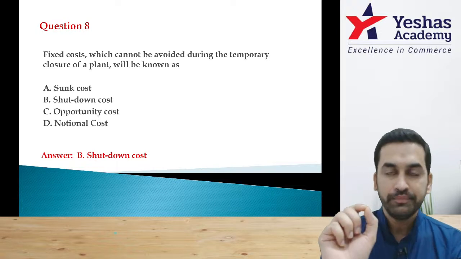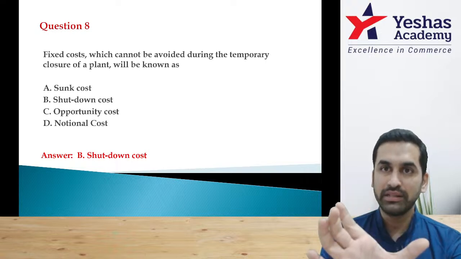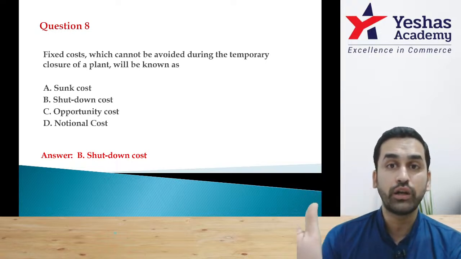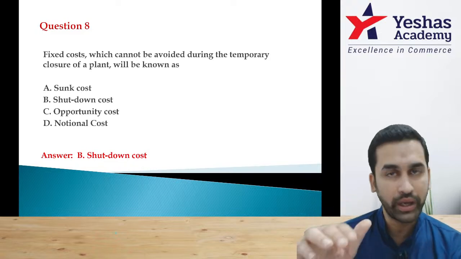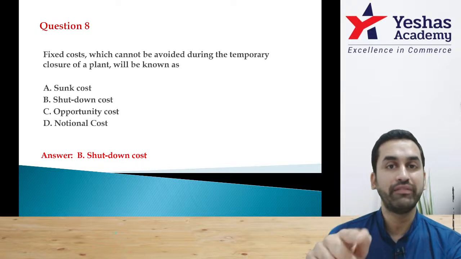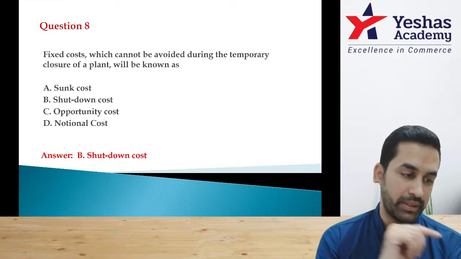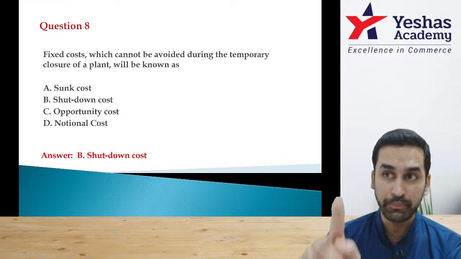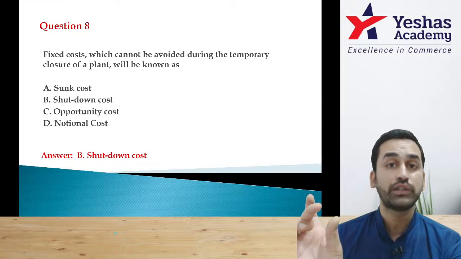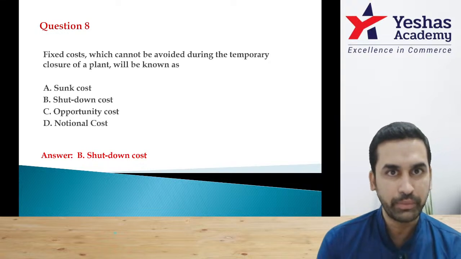Suppose your factory is not operating for all 12 months. 10 months you keep the factory on, 2 months you keep it on temporary closure, temporary shutdown. But even in those 2 months, there will be expenses that your company will be spending. Those expenses are called shutdown expenses. Even when the factory is temporarily closed, there are expenses. For example, the electricity bill has some fixed component. Variable component may be zero, but fixed component is still to be paid.